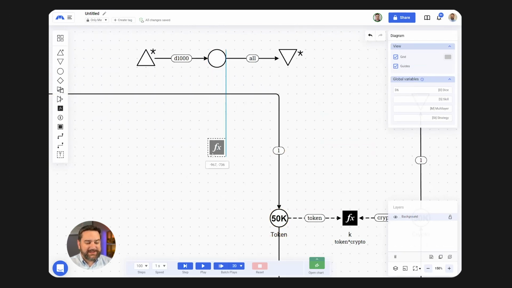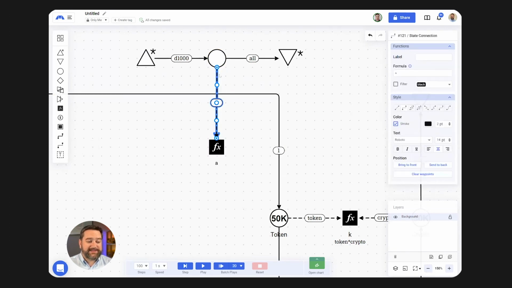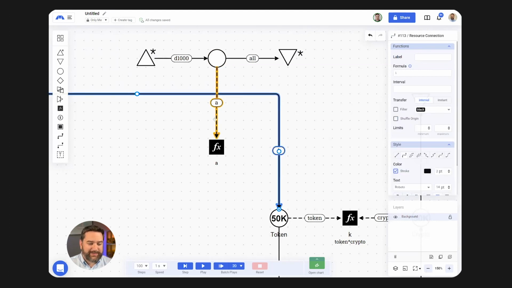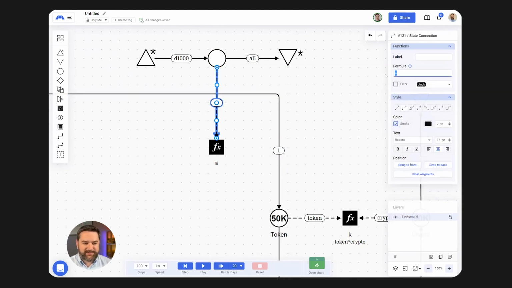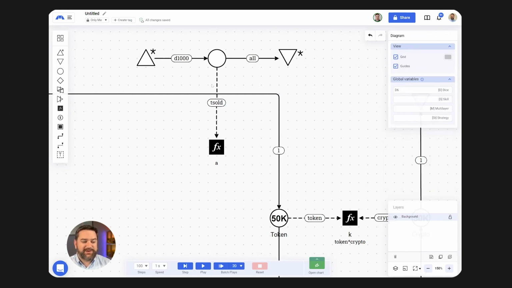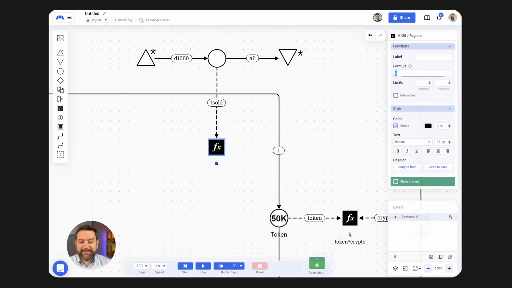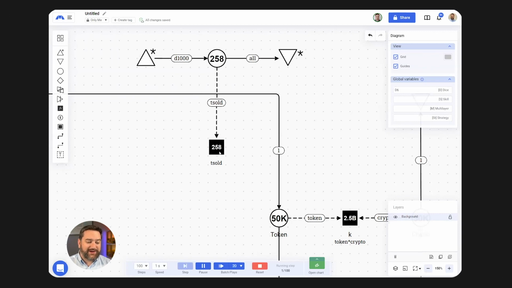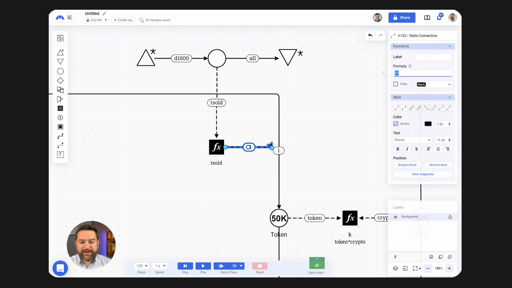So I'm going to create myself a little register. I could take this directly from the pool, but I'm going to explain why I'm doing this in a separate register for a moment. And I'm going to call this T sold, so number of tokens that I'm selling each step. And in here, I'm going to call that T sold as well in my formula. So now whatever numbers come up in here are going to come up in my register. And now I'm going to pop this as an override.